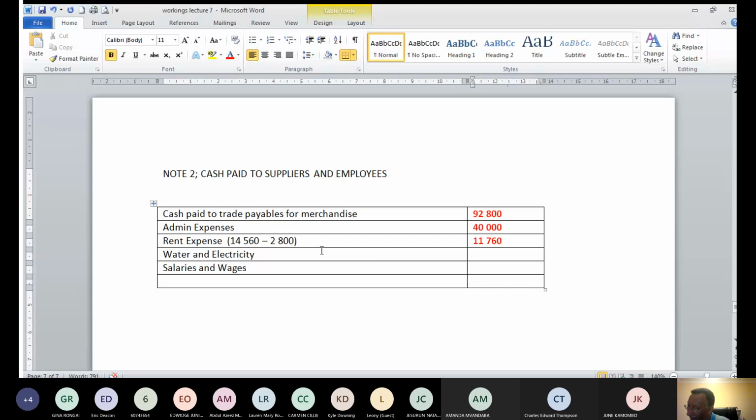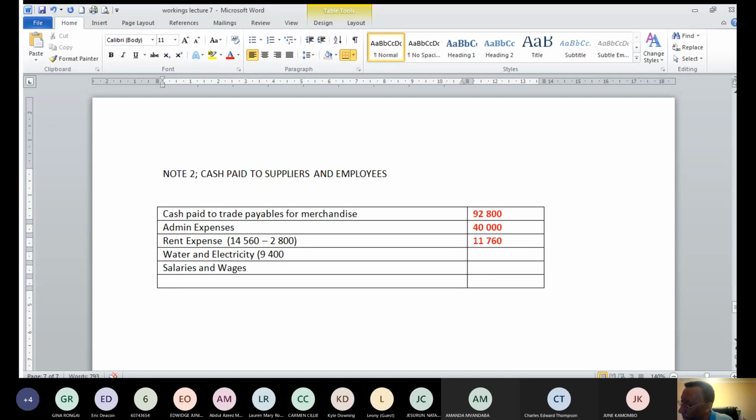Right. My next expense is water and electricity. There was an adjustment involved with water and electricity. So I must convert my water and electricity to a cash amount. Water and electricity is the amount of 9,400 rand.